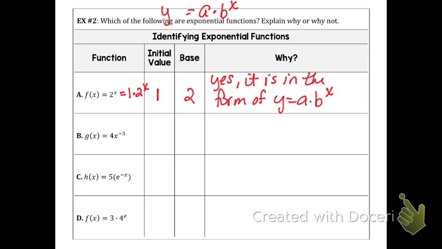Now for B, we have an initial value of 4. Our base this time is x. So is that an exponential function? No. Because x is not in the exponent, it's not going to be exponential. This is actually a rational function.